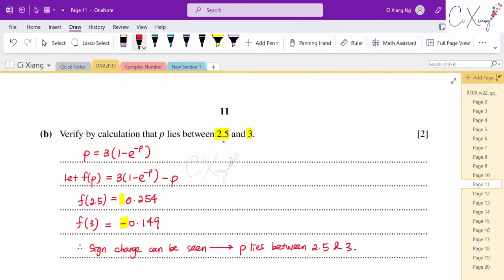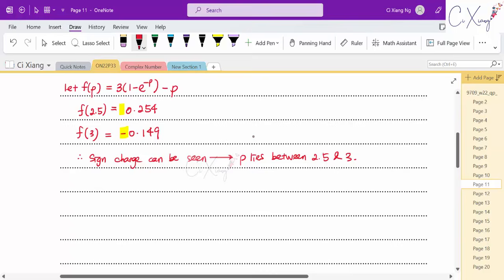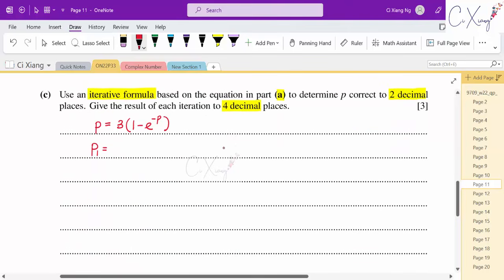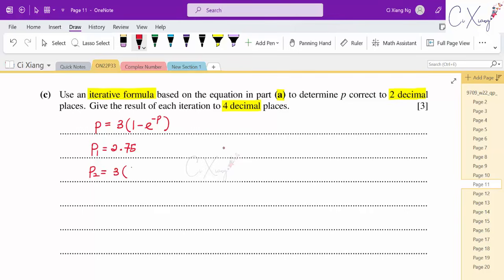You can use any value that's close to the values they asked about for the sign change. So you can take the initial value as 2.5, or as 3, or maybe any value between these two numbers. It is just a guideline. You can try to find the initial value from here so that your iteration later might not be too long. For myself, I find the center between 2.5 and 3, so my first value is 2.75. To get the second value for p, I need to substitute 2.75 into the right hand side of the formula.